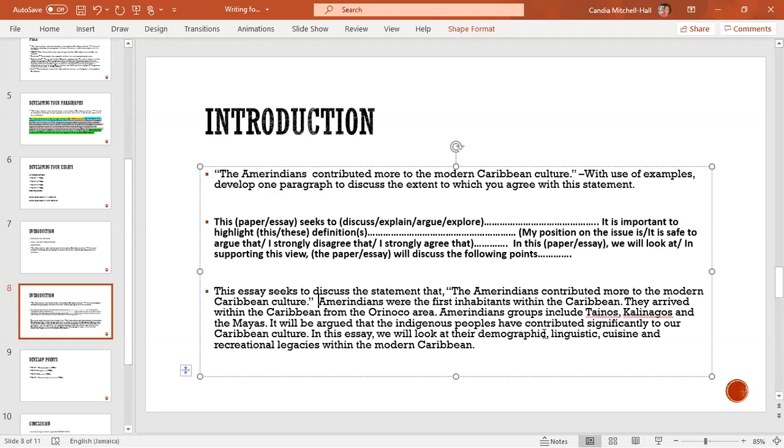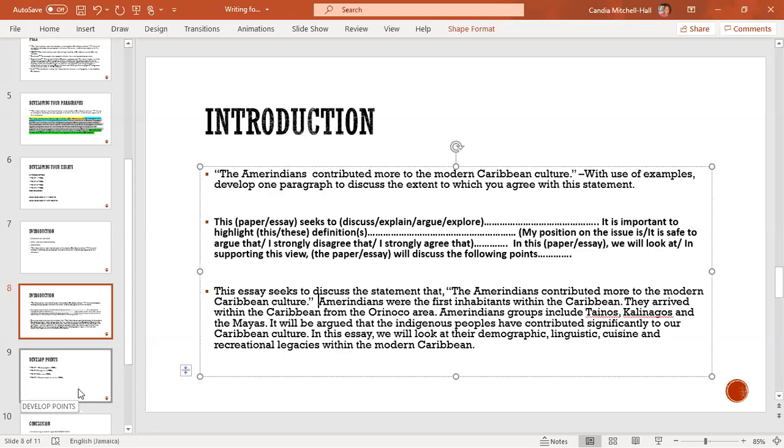So one paragraph, I'm going to look at their demography. Next paragraph, I'm going to look at their linguistic. Next paragraph, the cuisine. And next paragraph, their recreational legacies. In other words, when I'm discussing within the body of my essay, I am not going to mix linguistics with demographic or cuisine with recreational activities or legacies. For each of my paragraphs, I'm showing the examiner one demographic, PEEL. Second paragraph, linguistic, PEEL. Third paragraph, cuisine, PEEL. Fourth paragraph, recreational legacies, PEEL.